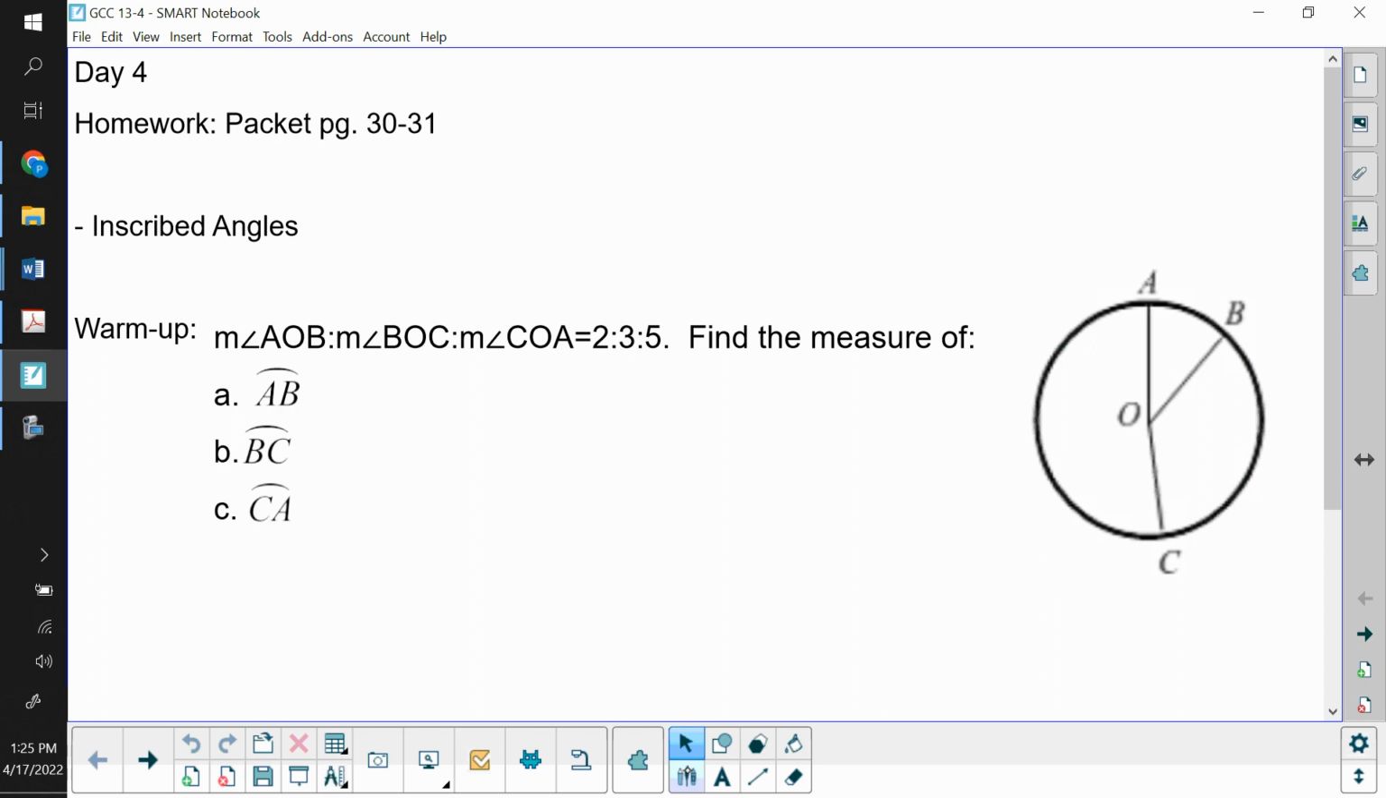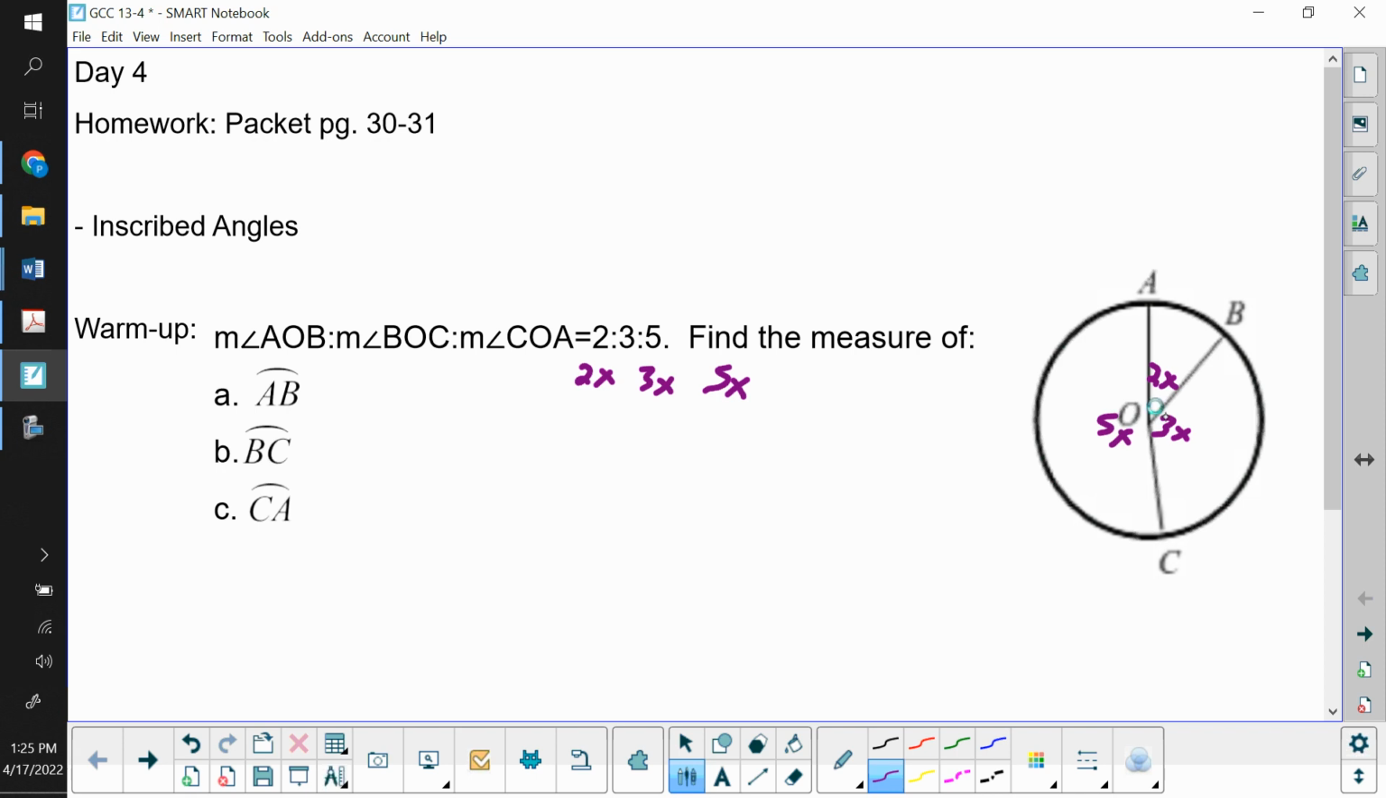All right, so we've got our 3 central angles there. Whenever we have a ratio like this, we want to put a variable after each. Make sure it's a variable that's not already in the problem. We didn't have any variables, so I'm just going to use x. So AOB is 2x. We've got BOC is 3x, and then 5x for this one.